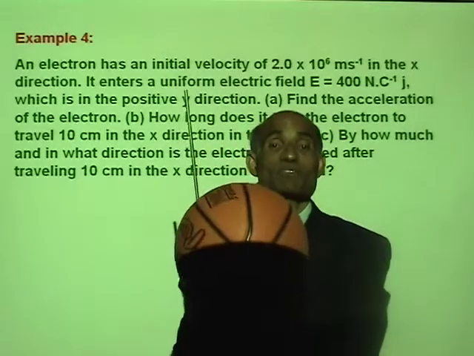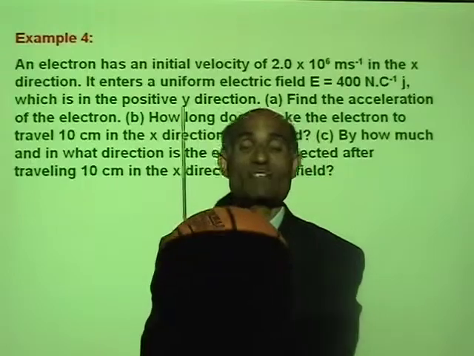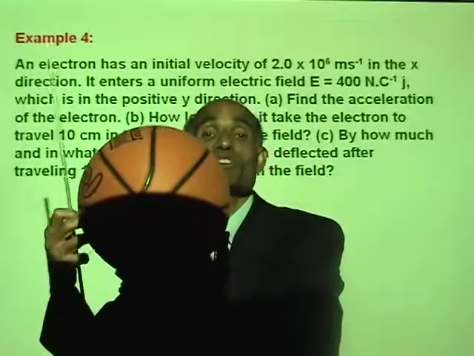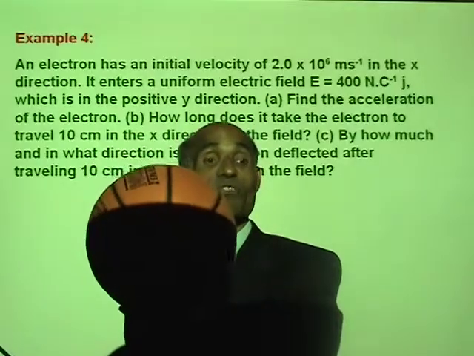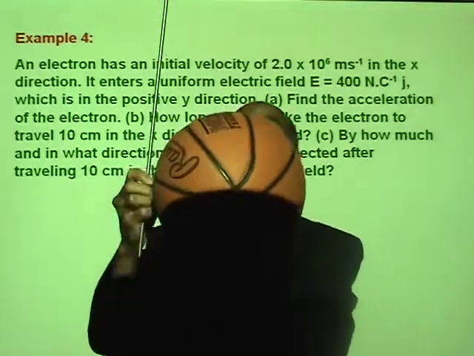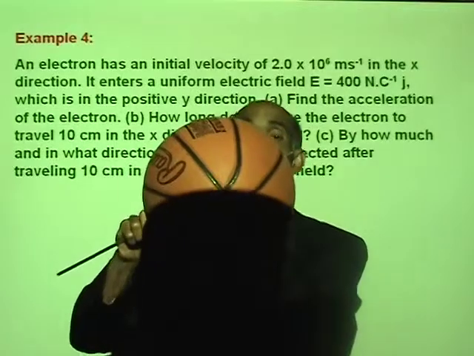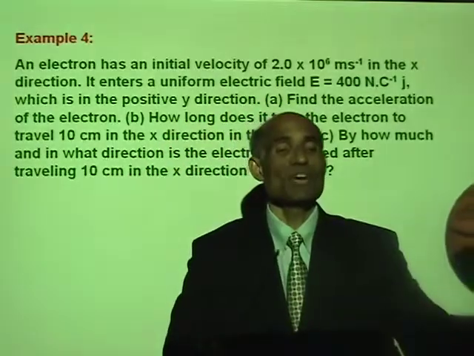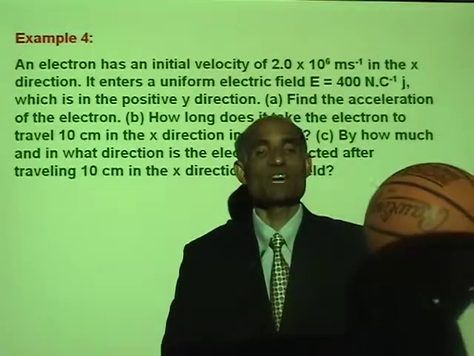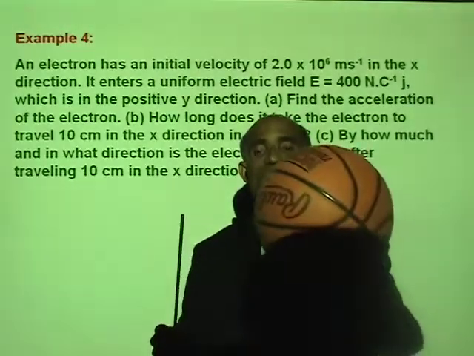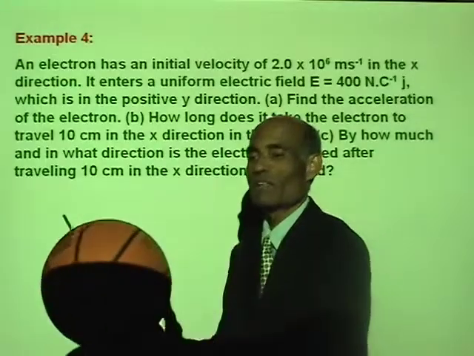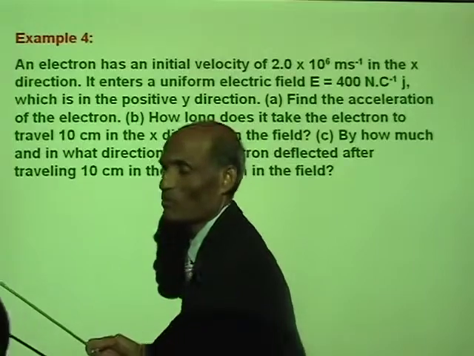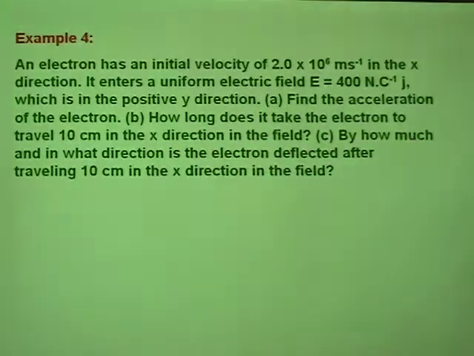Electron is a negative charge. So this electron is going to experience a force in a direction opposite to the electric field. The electric field is directed upward. That means this electron is going to experience a force downward. So an electron moving in the x direction suddenly experiences a force downward. That means it is going to move like a projectile downward. Is that right? Well, I hope you can picture that.